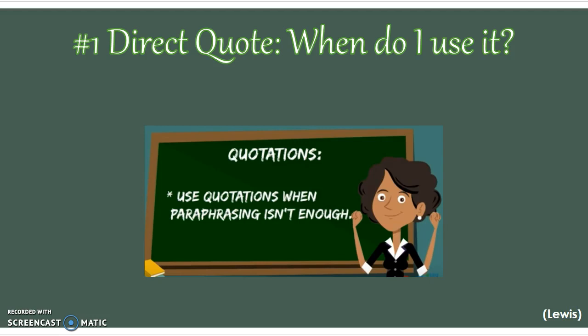When do you use direct quotes? You want to use quotations when paraphrasing isn't enough. So when you have to have the exact words out of the article, it's the best way to say what it is you need to say. Maybe there's a word or a phrase in there that you just can't restate another way. So you want to make sure you're including those exact words.